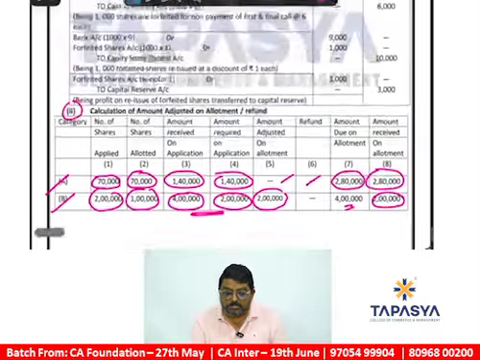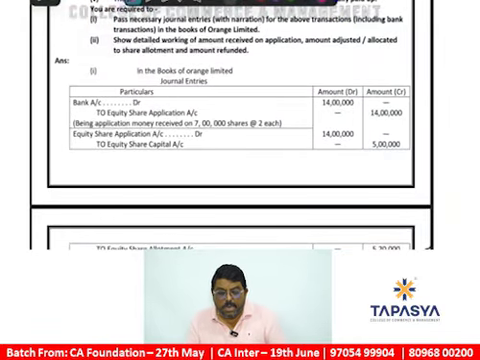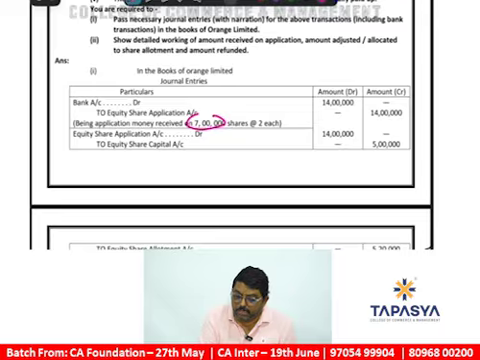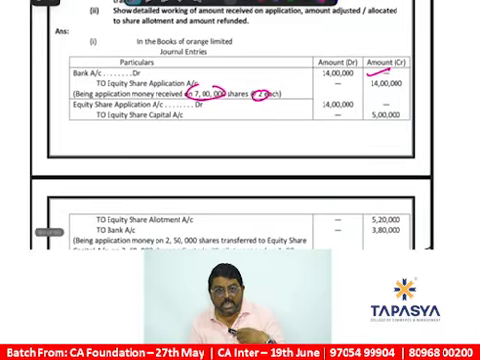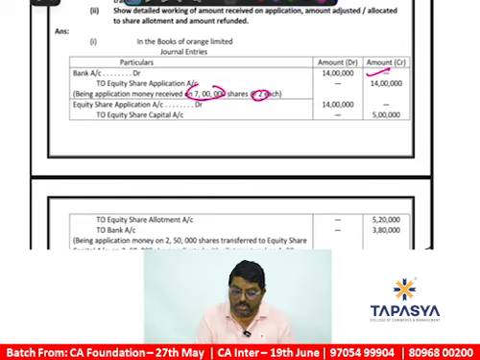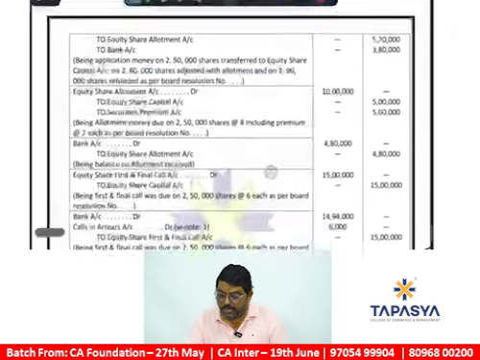Okay. Now very simple, let us go to the entry. First entry, bank to equity share application. How many applications did you receive? 7,000 into 2 rupees, 14 lakh rupees, 7,000 applications. And while application money is transferred to share capital, how, sir? Only you are going to allot 2 lakh 50,000 into 2 rupees. Okay, that is 5 lakhs application money that will go to share capital. How much amount is adjusted for allotment and refund?